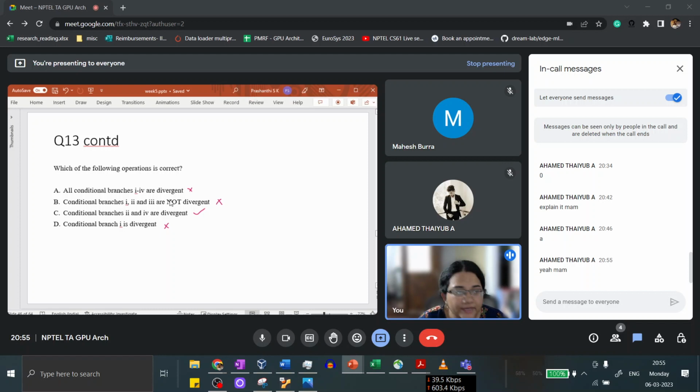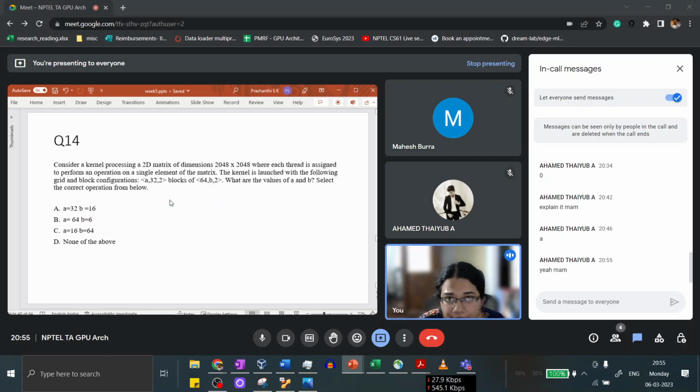Okay, so we'll move to the last question for today. Consider a kernel processing a 2D matrix of dimensions 2048 cross 2048, where each thread is assigned to perform an operation on a single element of the matrix. The kernel is launched with A32-2 and 64B2. What are the values of A and B? Select from the options below. I think we solved a very similar one last class, so you can take a minute and come up with the answer.